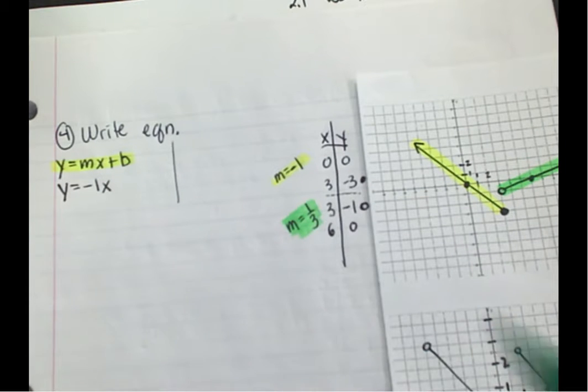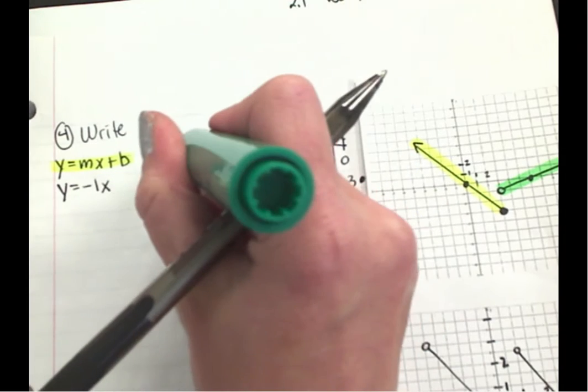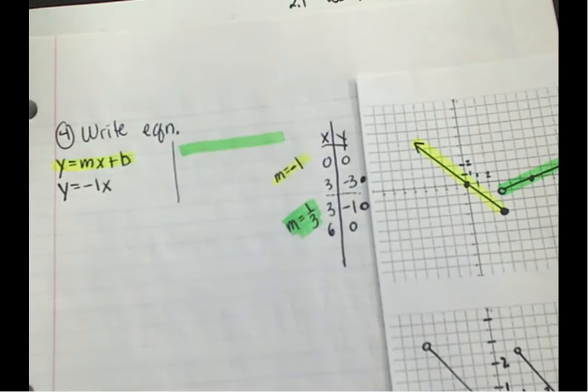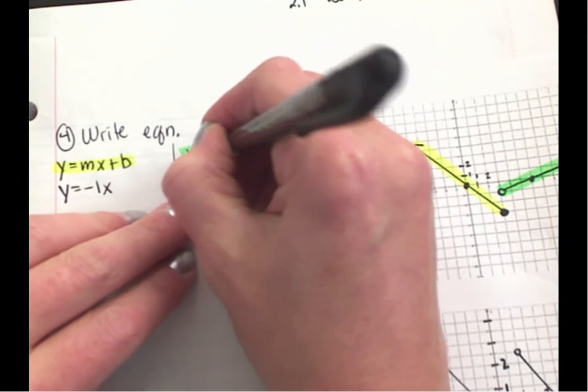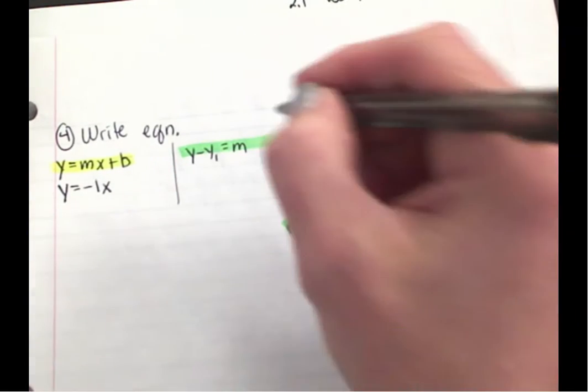Okay? Green. Do you have the y-intercept of the green one? No. Then you cannot use mx plus b. You can use point slope form. You can, and that's up to you.